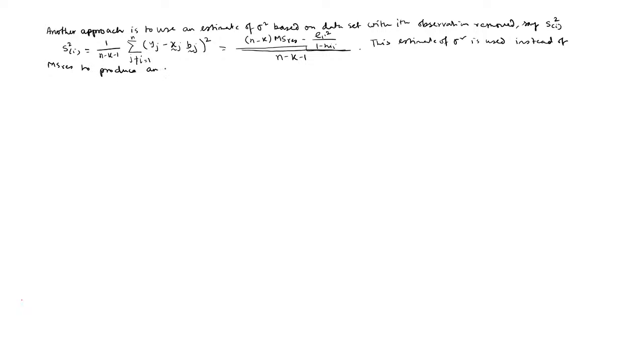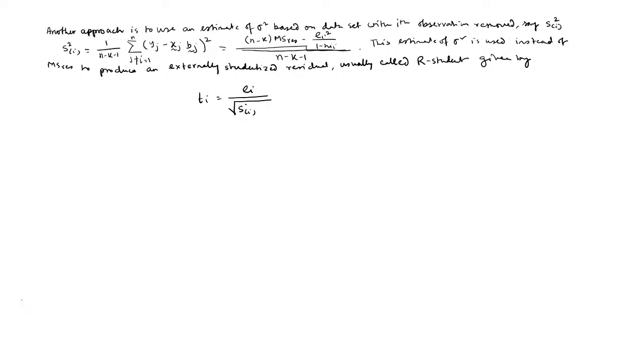an externally studentized residual, usually called R student, given by ti equals ei by root over Si square times 1 minus Hii, and i from 1 to n.